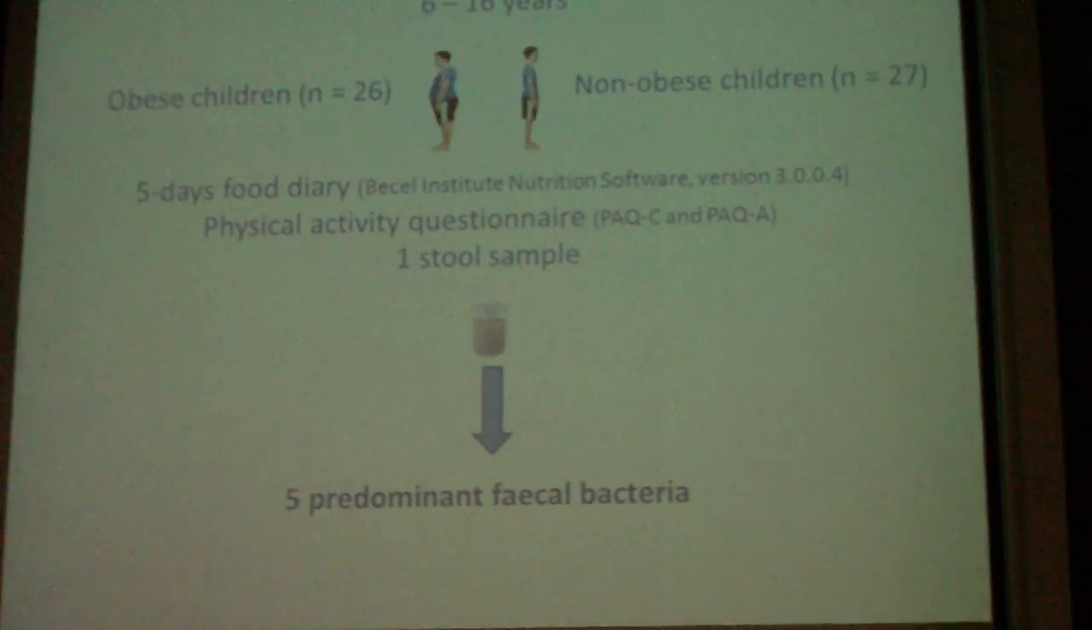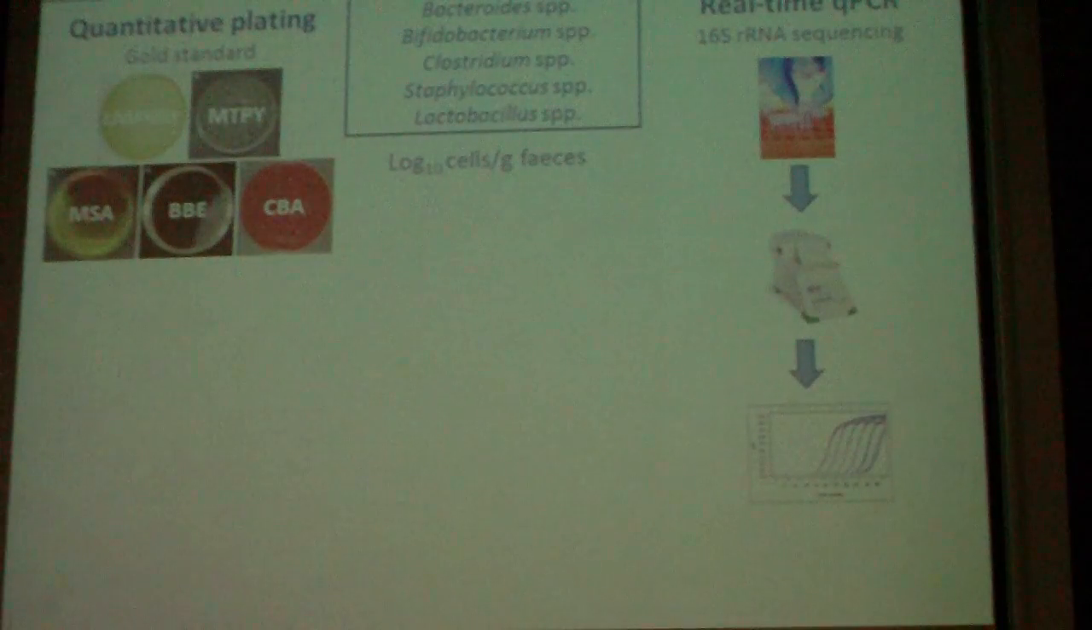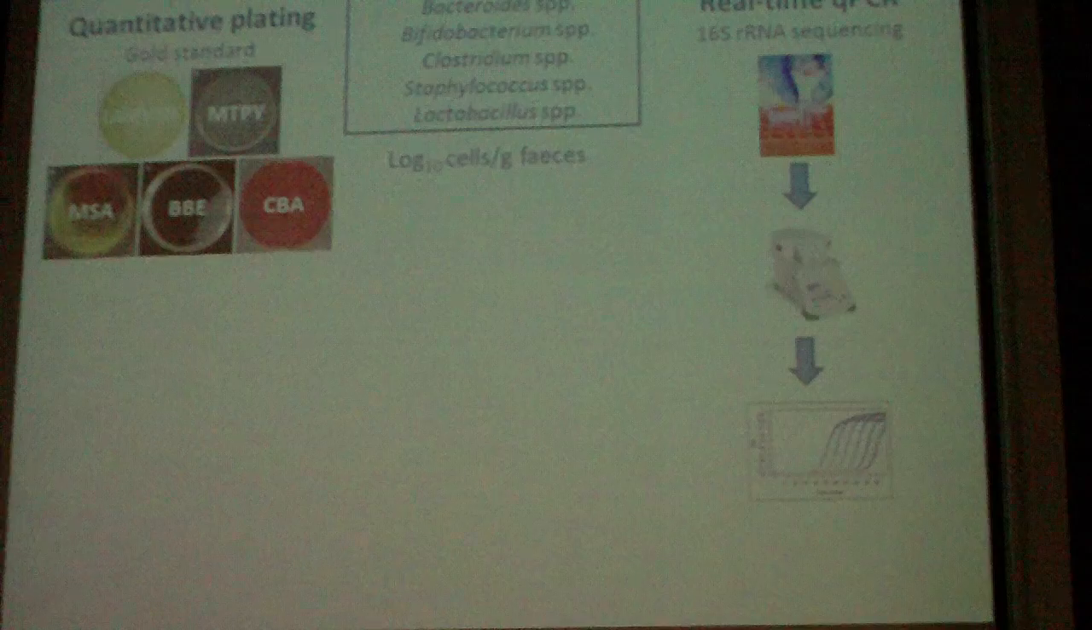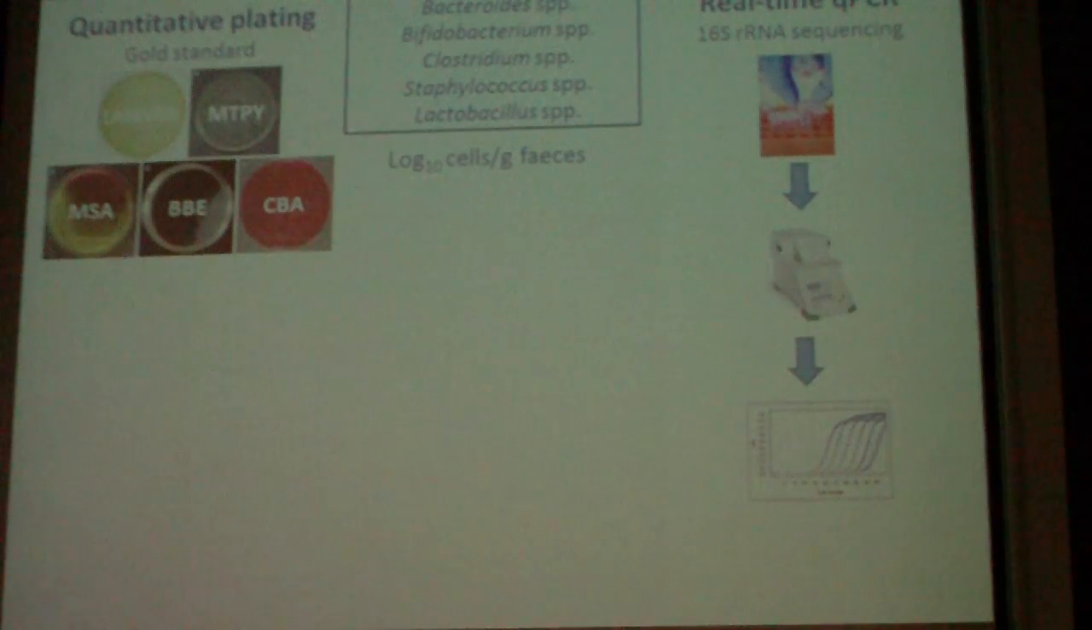And we selected 5 predominant fecal bacteria: Bacteroides, Bifidobacterium, Clostridium, Staphylococcus, and Lactobacillus. And we detected the presence of these species with quantitative plating on one hand and PCR on the other hand. Quantitative plating is the gold standard technique, so we culture bacteria, we let them grow on specific media, and then we count the number of bacteria present on the media, and we express it in log cells per gram feces. And the PCR procedure is more accurate, and it also gives more results.